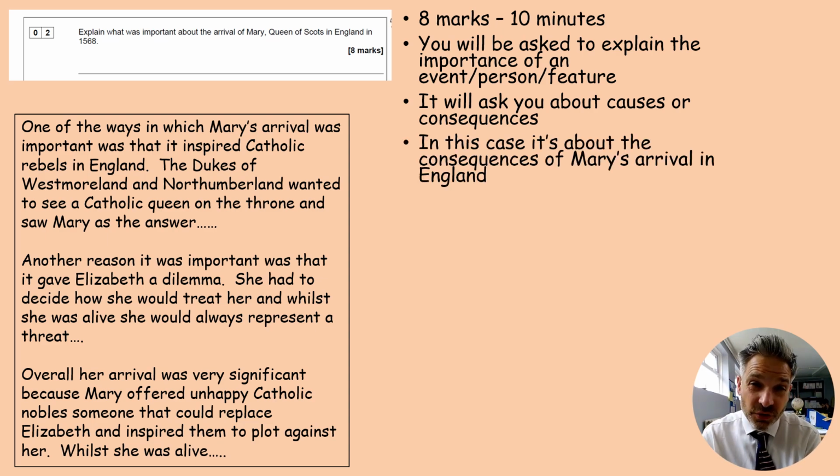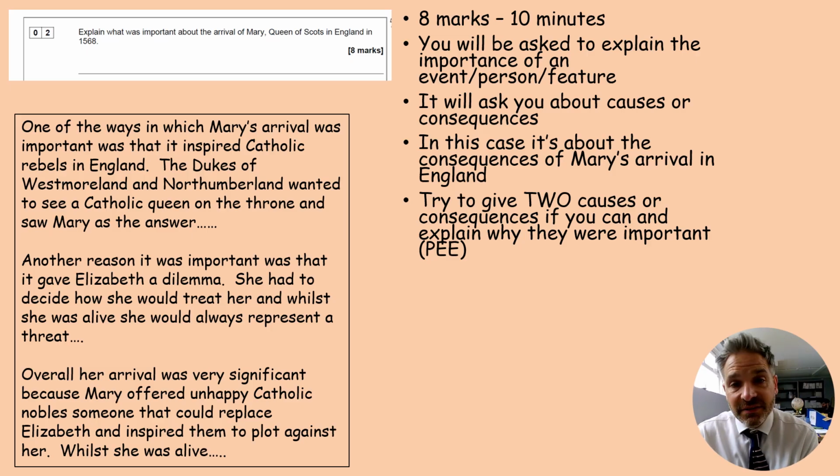Now, in this case, the one you can see is about consequences, because if you look at it, it says explain what was important about the arrival of Mary Queen of Scots. In other words, what was important once she'd arrived? What were the consequences of her arrival in 1568?